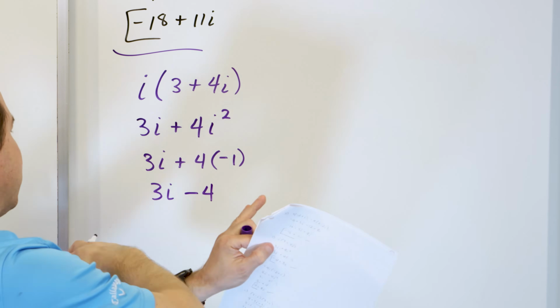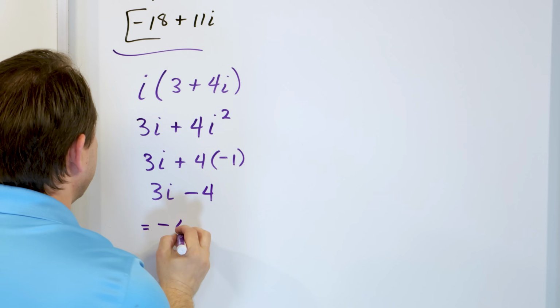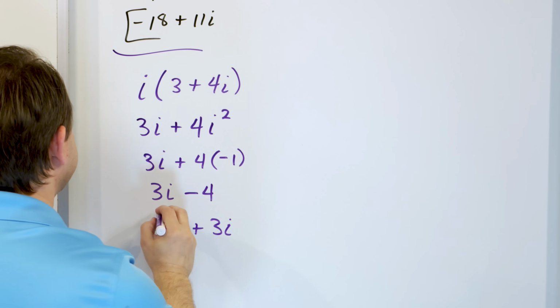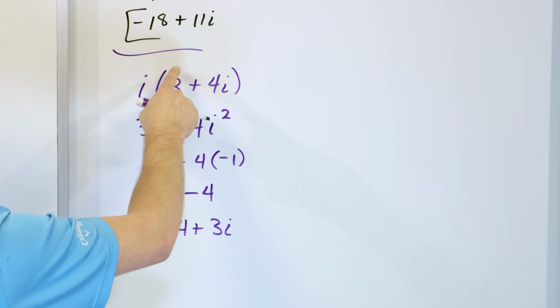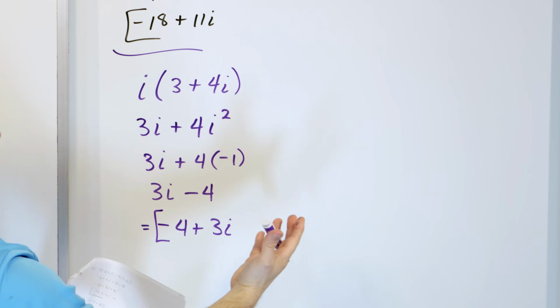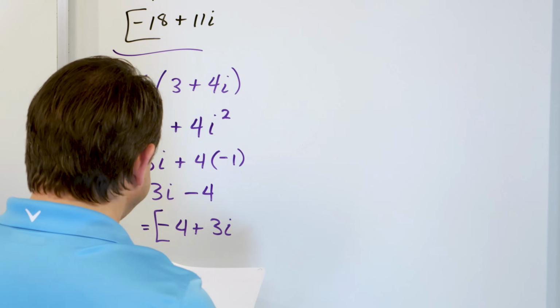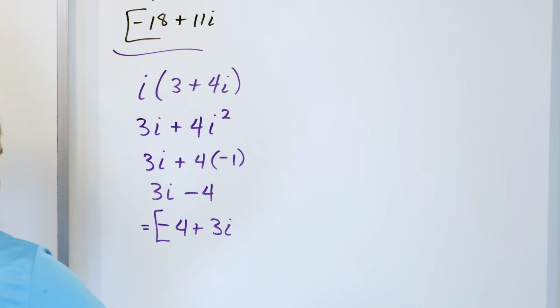And we always want to flip it around so the real part is first. Negative 4 plus 3i. So you have the real part first, the imaginary part next, and this is the final answer. So if you ever have to distribute things in, you do exactly the same as you always do, but anytime you have i squared, you've got to substitute for negative 1 and go from there. All right?